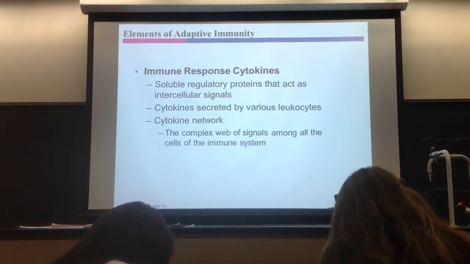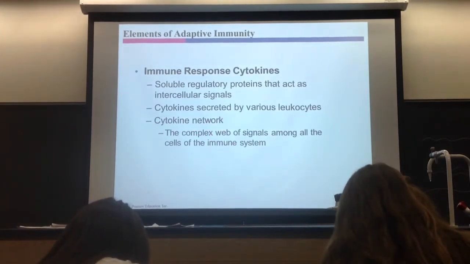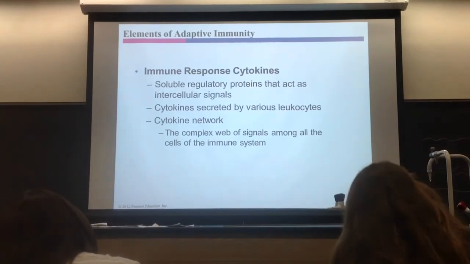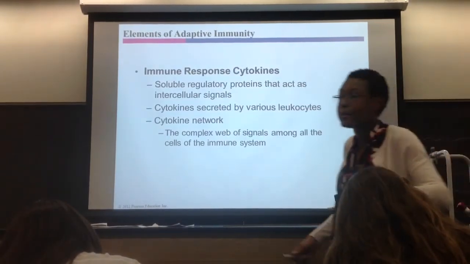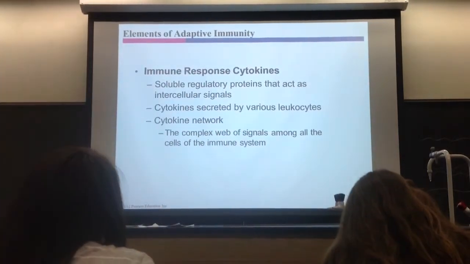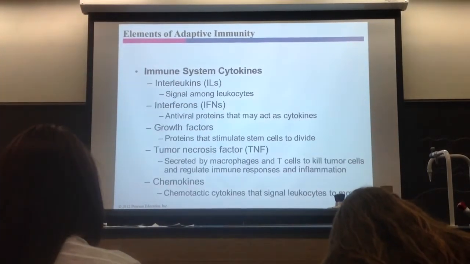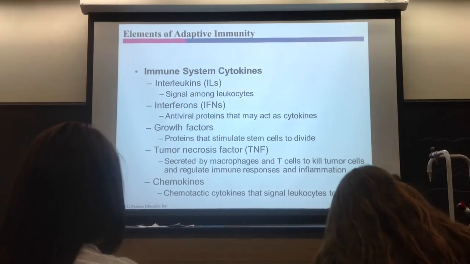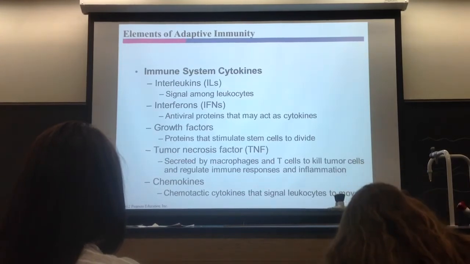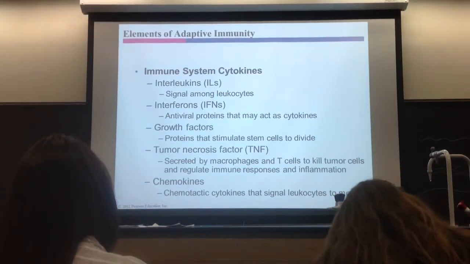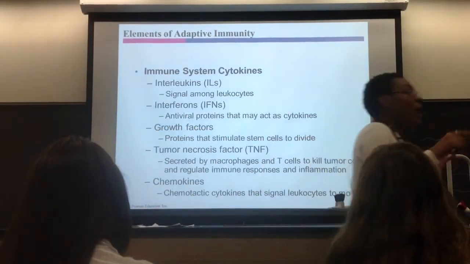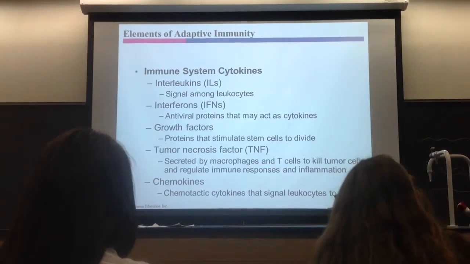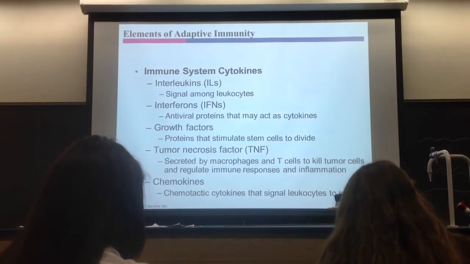Now, the cytokine network is like AT&T or Verizon. It's basically how they talk to each other, okay? That's all that it is. Now, there are several different types of cytokines, and you should know what they are and what they do. For example, again, cytokines are intercellular communication signals, like little cell phones. This is how leukocytes talk to each other, okay? You got interleukins, or IL. So interleukins, leukins come from leukocytes, right? These are signals among leukocytes, like B cells and T cells, okay?